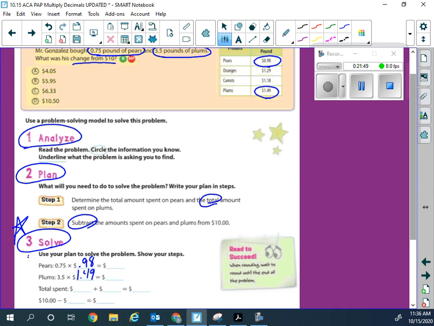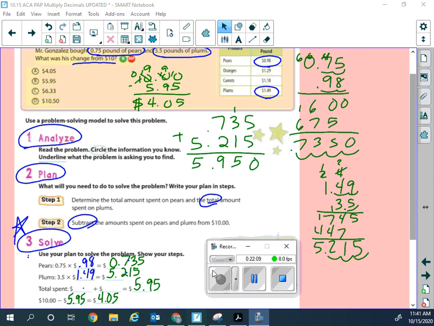Okay. Then we need to get the total. So that means we're going to take these two amounts and what? Add them to get the total, right? And then once we get them, then we'll subtract from 10. Okay. So pause the video and work it. You guys can work it, and then, okay. Let's go through the problem.